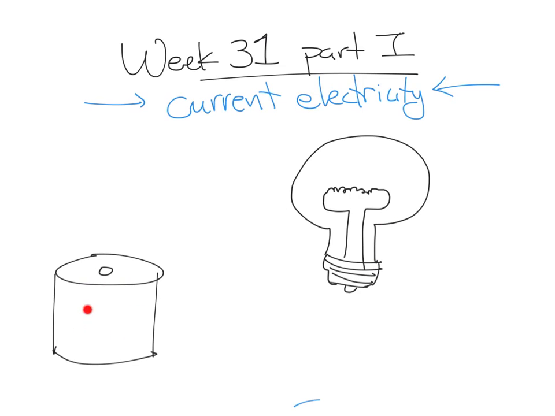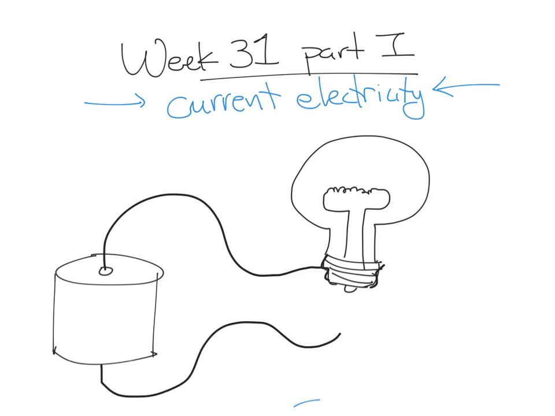Okay, this is a battery right here. If we were to get some wire and connect it, so here's the positive terminal of the battery, and that goes to one terminal of a little light bulb. And then we take wire from the negative terminal and attach it to the other terminal of the light bulb, all of a sudden, let there be light.